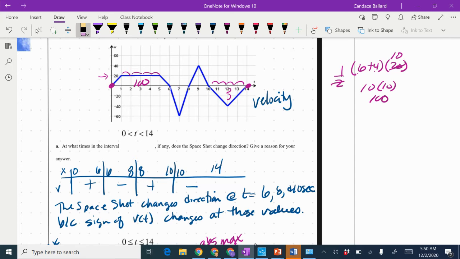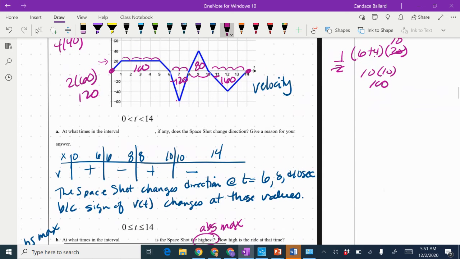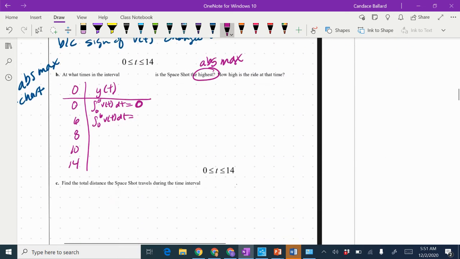This is a base of 2 and a height of 60. So 2 times 60 would be 120, which is negative 120. And then this is a base of 2 and a height of 40, which would be 80. And this last one is a base of 4 and a height of 40, which would be 4 times 40, which is going to be 160, but it's going to be negative because it's underneath. All right, so now let's go and integrate. My next one was 0 to 6, which says it's 100.